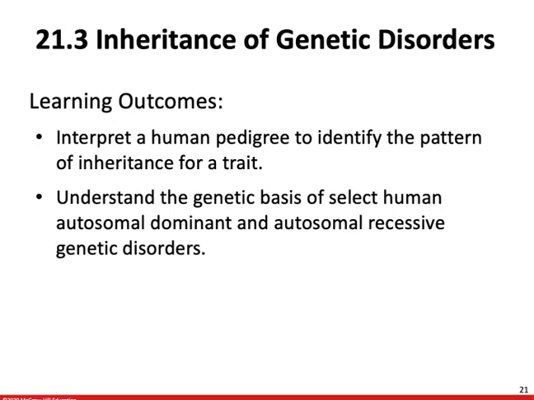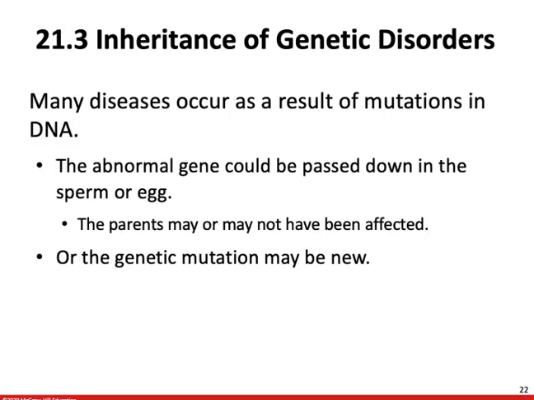So next up, we want to break down the inheritance of genetic disorders. There are a lot of different diseases that occur as a result of mutations in DNA. The abnormal gene can then be passed down through the sperm or the egg. Now, the parents may or may not be affected, but they can still pass genetic disorders down to their offspring. Or genetic mutations might be new.